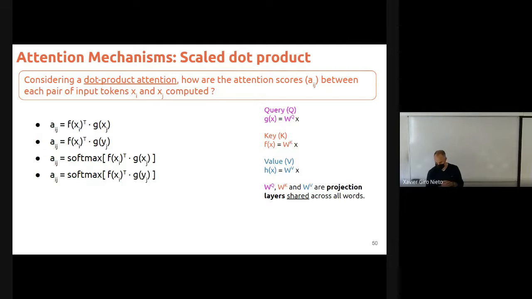Good. Now I have a question for you. Here you have four options, and one of them is correct. And the question is the following. First, consider that these functions g, f, h, which are not all here, but you will already know what they are, are the projections of the query, key or value. These are the parameters that, when we train neural networks with attention, we will be estimating. Later after projections, we do the dot product, and that's how we compute the attention scores. Then the question is, consider dot product attention. How are the attention scores Aij between each pair of input tokens Xi and Xj computed?